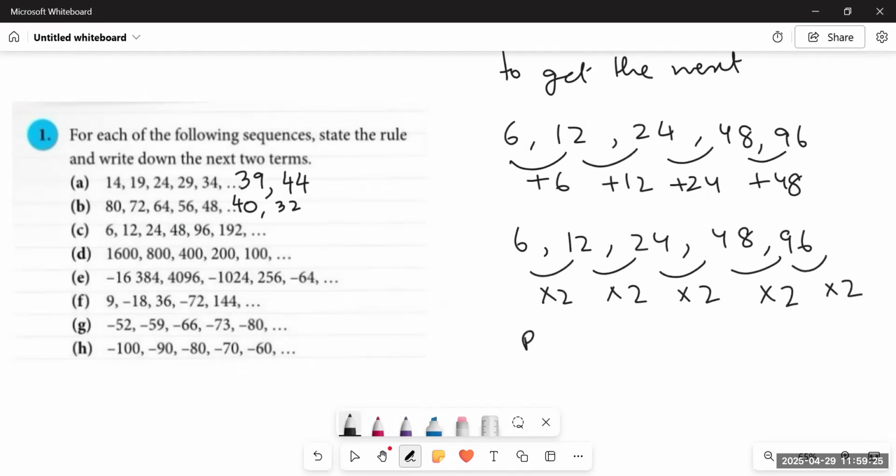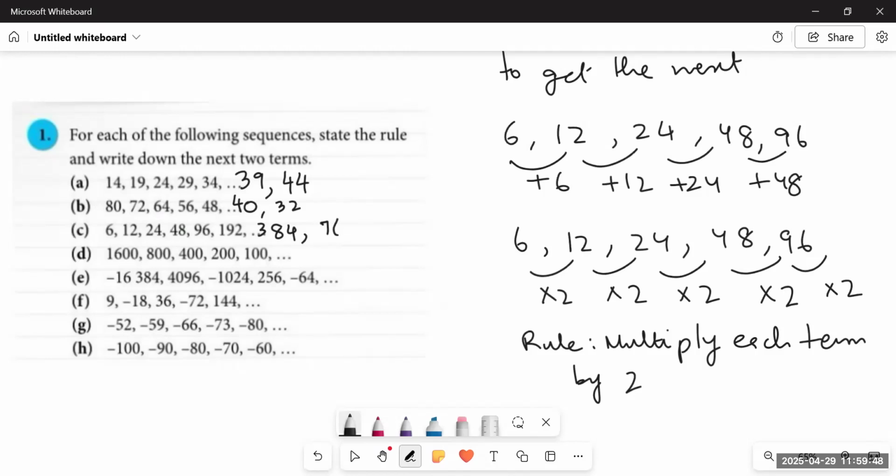It means the rule here is to multiply each term by 2. That's all. So what are we going to do? We will again multiply 192 by 2 and we are going to get 384. Then we'll multiply 384 by 2 and we are going to get 768 and so on. That's all.